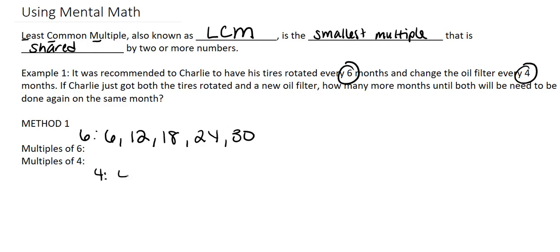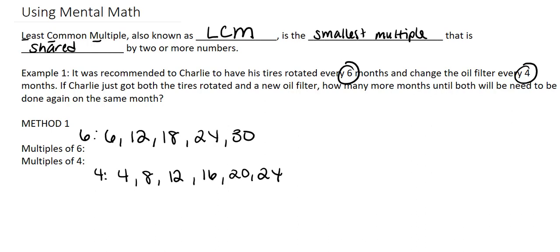Multiples of 4 is 4. We're just adding 4, so then 8, and then 8 plus 4 is 12, 12 plus 4 is 16, plus 4 is 20, plus 4 is 24. So now we have a pretty good list of multiples for each one.